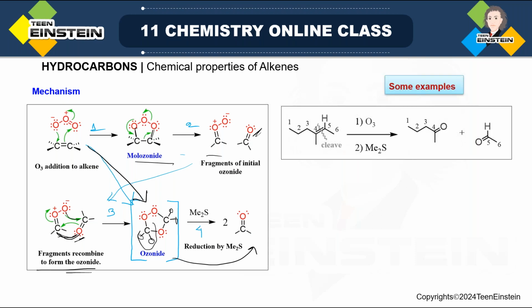Now some examples we will see. Here we have taken an alkene. On the left hand side, we have this 3 carbon chain and 1 methyl group. On the other side we have a methyl group and a hydrogen. In the presence of O3, Me2S, this 4-5 bond is broken, and from the numbering you can understand which carbon is which. As we have 2 R groups attached, we are getting a ketone, and on the right hand side we have 1 H and 1 R group, so we are getting an aldehyde.